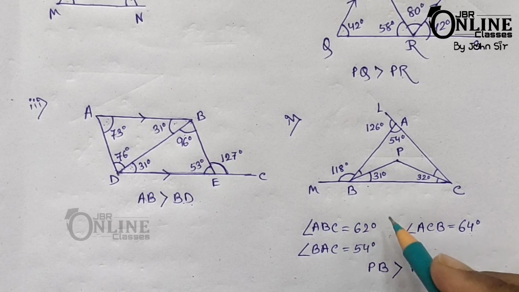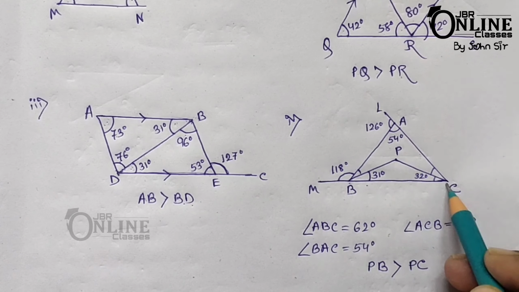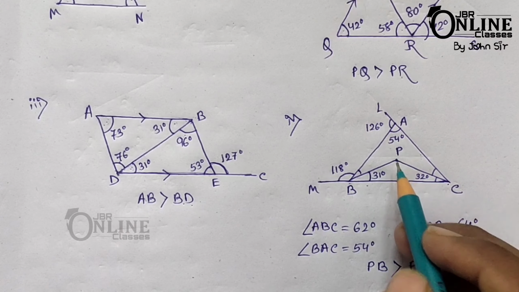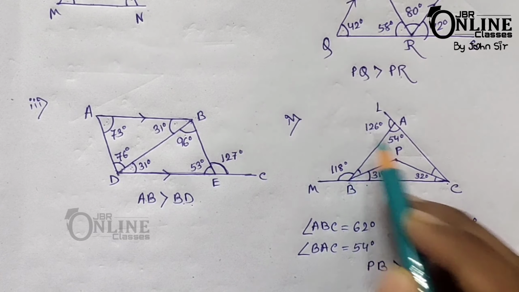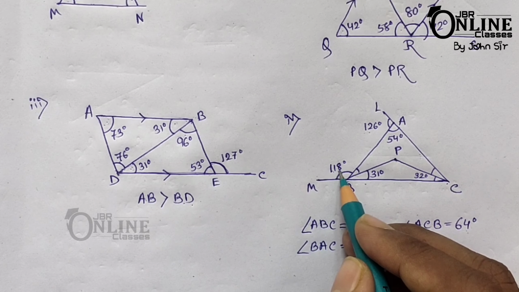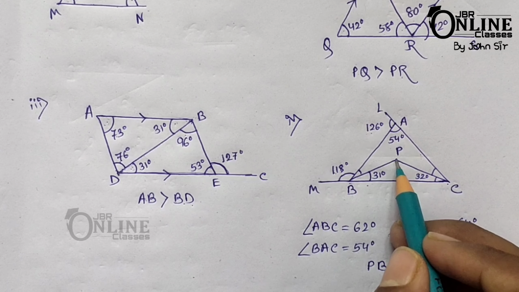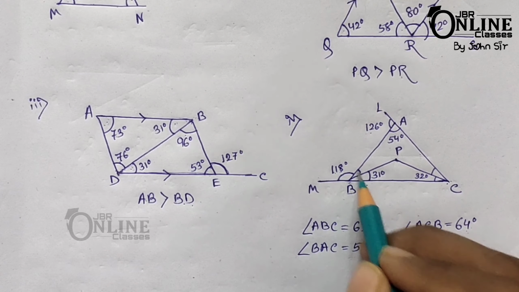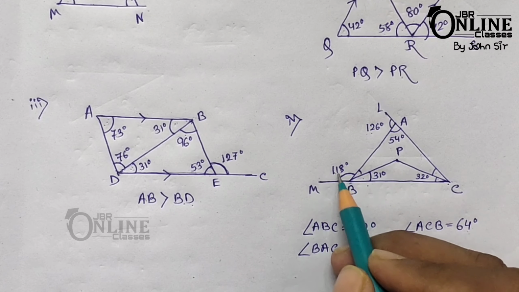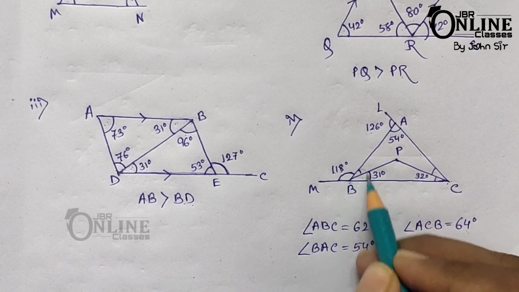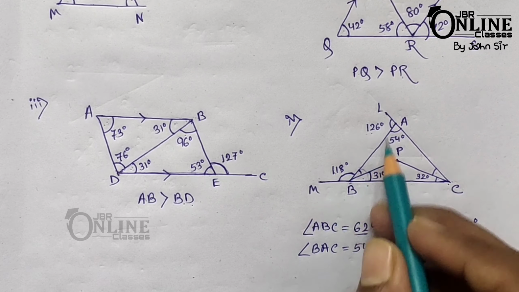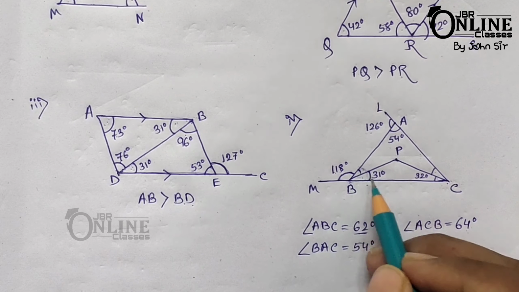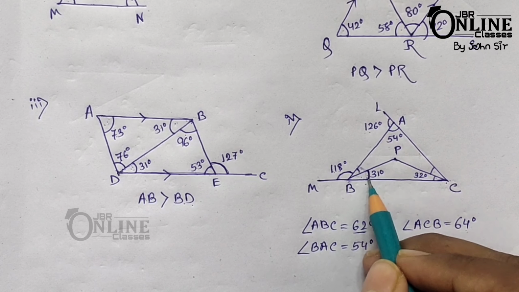Now the last one, the fourth one. Here ABC is a triangle, P is a point inside the triangle. It's given that this angle equals 126 degrees and this one equals 118 degrees. It also says that PB and PC bisect the angles B and C. That means these two angles are equal, and these two angles are equal. So here 118, so the full angle equals 62 degrees. That means angle ABC, the full angle, equals 62. As PB bisects this angle, that means 31 and 31, so this one equals 31 degrees.